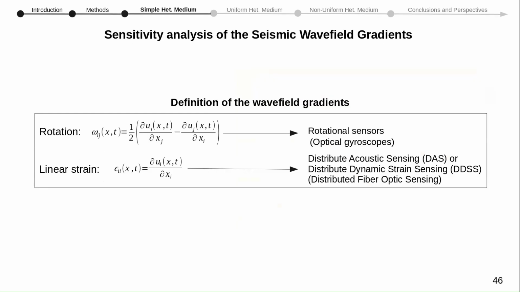Now, in this first study, what we would like to do is to characterize the sensitivity of the seismic wave field gradient. As wave field gradient, we define the rotation and the strain, which are two observables that can be obtained by linear combination of the gradients of the displacement field. These observables can be recorded using some instruments: rotational sensors in the case of rotation, which are optical gyroscopes, and then distributed acoustic sensing, DAS, in the case of linear strain, which is an instrument used to measure the deformation on a fiber optic cable.